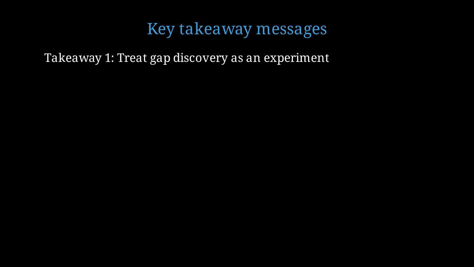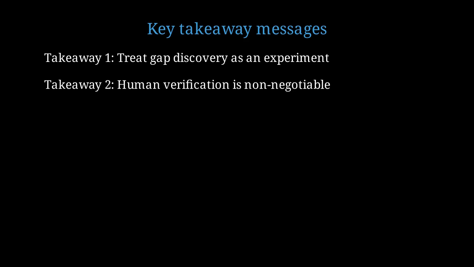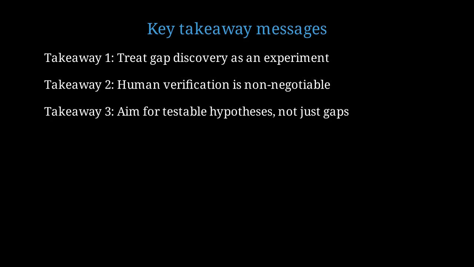Takeaway 1. Treat gap discovery as an experiment, not a magic trick. Every claim must be validated. Takeaway 2. Human verification is non-negotiable. AI makes mistakes, misses context, and hallucinates. You must check. Takeaway 3. Aim for testable hypotheses, not just gap lists. Science advances through hypothesis testing, not through enumeration.